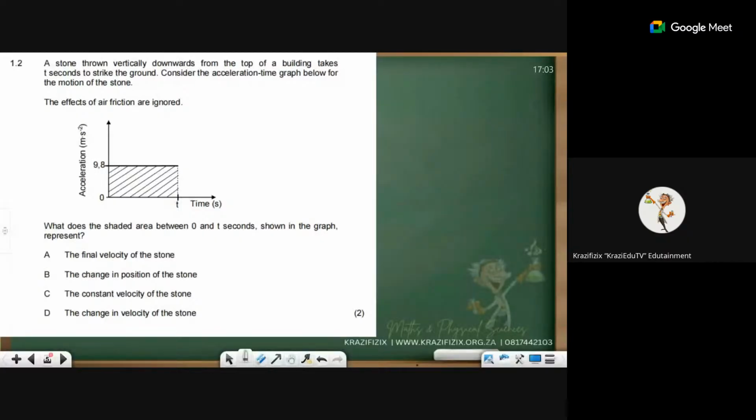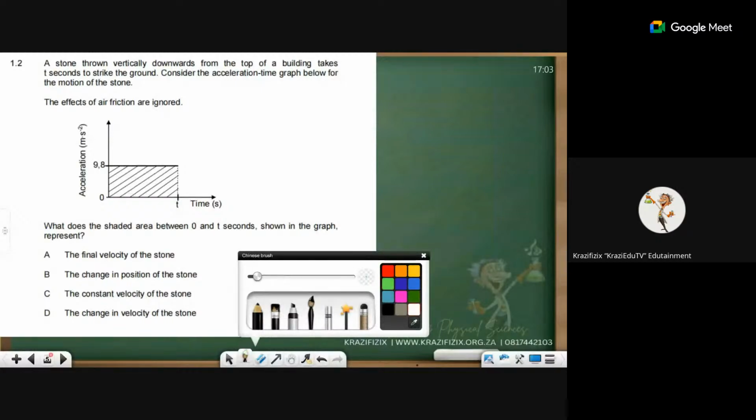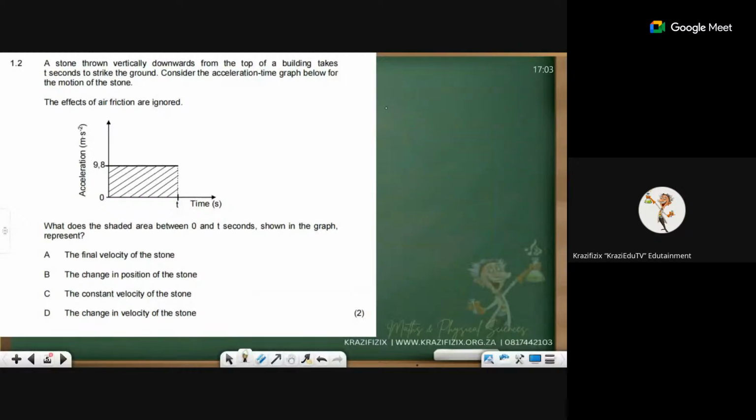Let's mark. It says the stone thrown vertically downward from the building takes t seconds to strike the ground. Consider the acceleration time graph. Effect of friction is ignored. What does the shaded area 0 to t represent? Now area is length times breadth, right? So let's multiply. What are we going to have? Area is a times t, which is a delta t. Where do I see that formula?